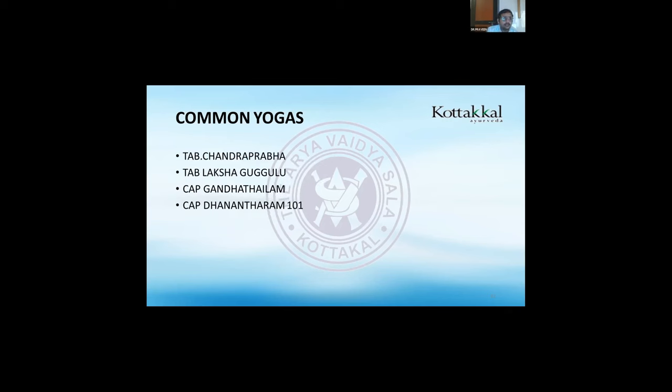Coming to yogas, we usually use Chandraprabha, and other yogas are Lakshadi Guggulu, Gandha Thailam and Dhanwantharam 101 are the usual medicines, tablets and capsules.